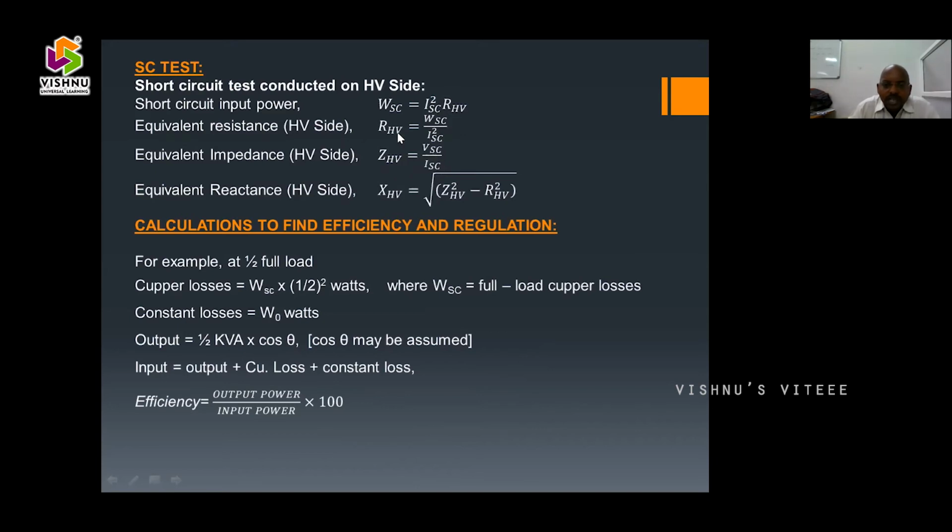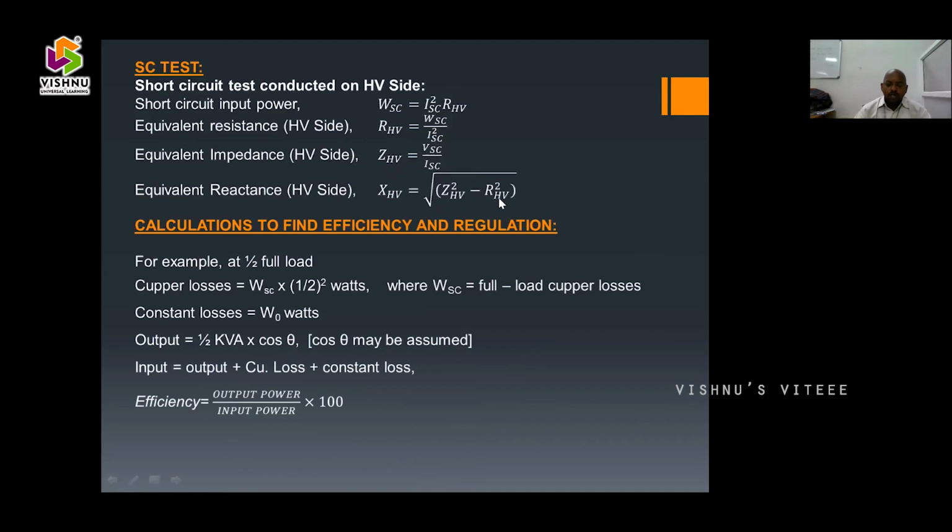After getting RH and ZH, from the equivalent impedance formula we get the equivalent reactance on the HV side, XH, equal to the square root of ZH square minus RH square. So from these calculations, we got all the equivalent circuit parameters of a particular single phase transformer.